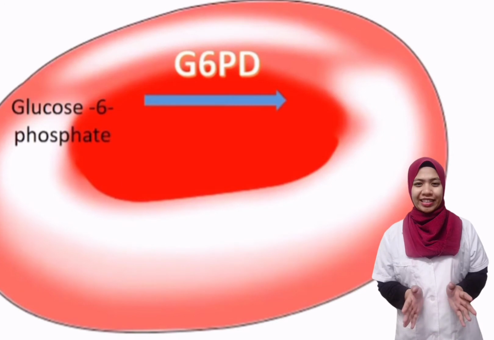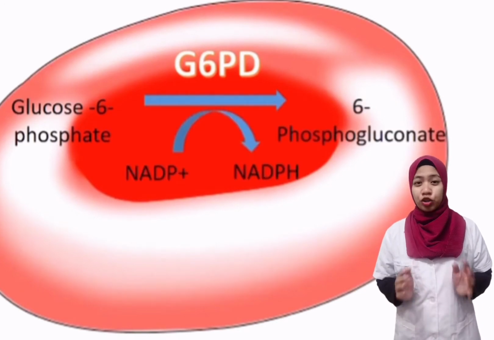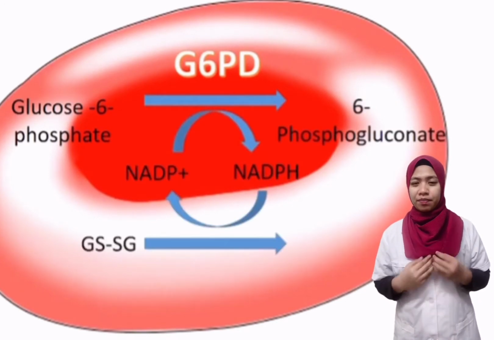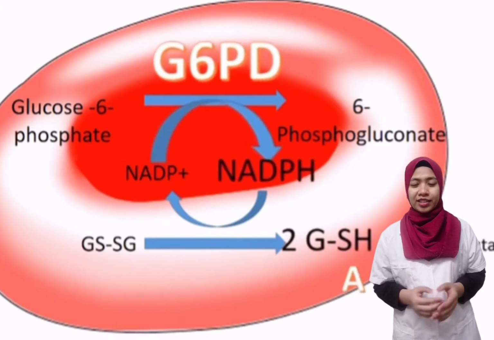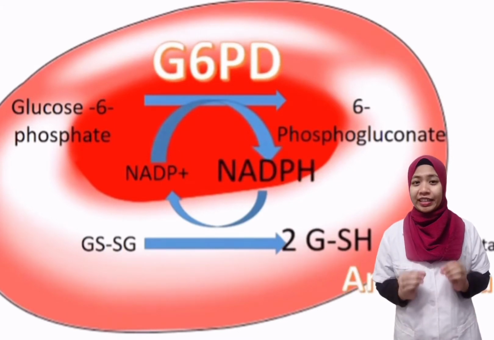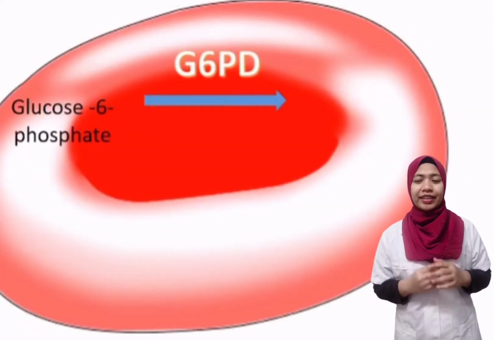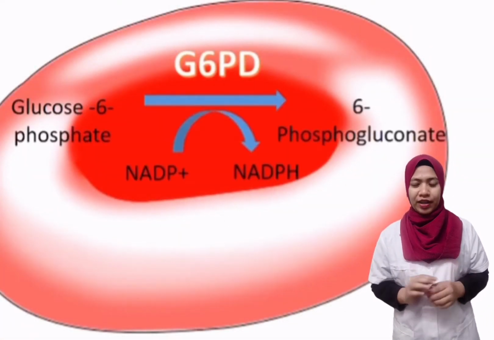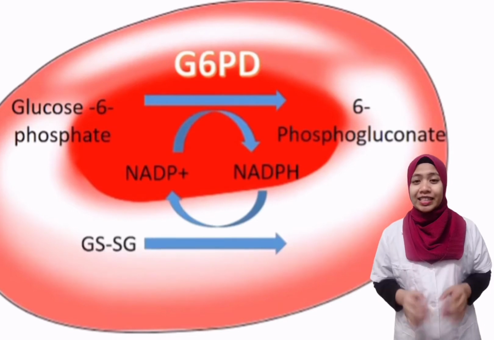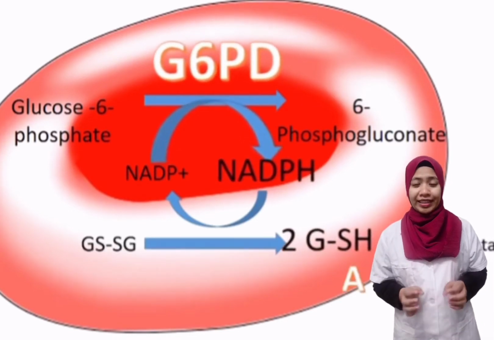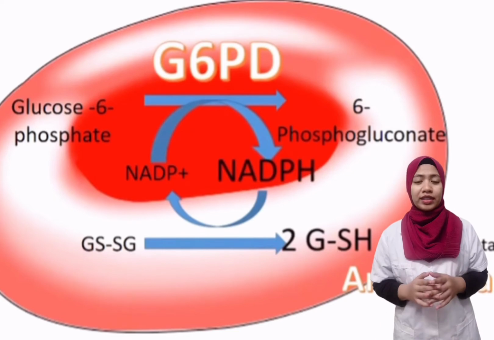G6PD catalyzes a reaction in the pentose phosphate pathway, a metabolic pathway that supplies reducing energy to cells such as erythrocytes by maintaining the level of the reduced form of the coenzyme nicotinamide adenine dinucleotide phosphate, known as NADPH. G6PD is essential for protecting erythrocytes in the presence of oxidizing agents.